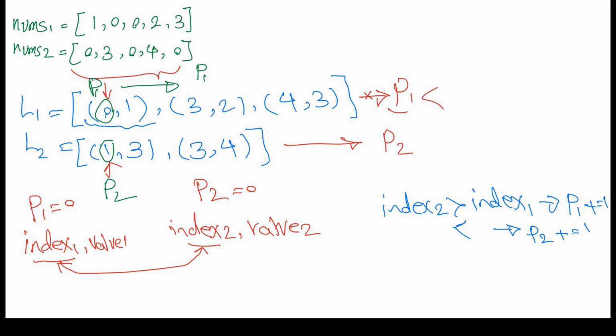So now index 1 is 3, index 2 is still 1. So we can see that since index 1 is greater than index 2, we increase this pointer. Now p2 is here, and right now index 1 is 3, index 2 is 3. We can calculate that the result is result plus 2 times 4, that is 8.